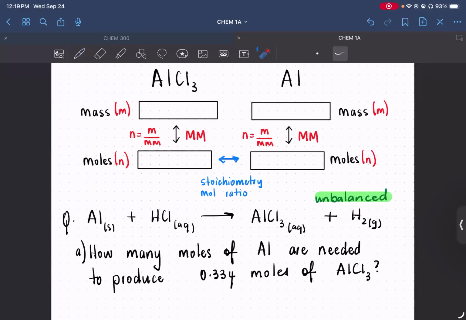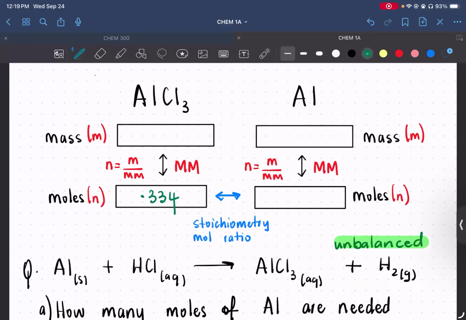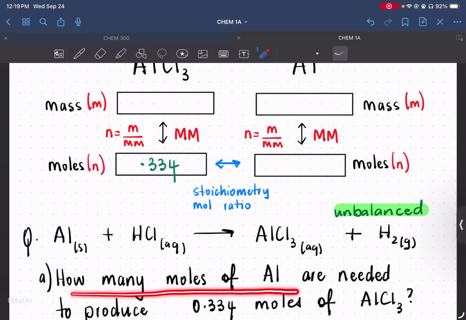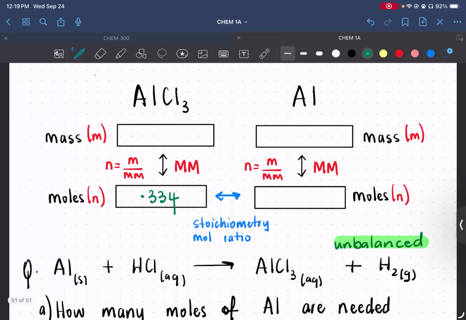Now what we're going to do is fill in the chart with the information we know and the information we need to find. We know that we're dealing with 0.334 moles of aluminum chloride. Notice I put it in the appropriate box, specifically talking about aluminum chloride, and we've been given the number of moles. The question asks us how many moles of aluminum are needed. So ultimately, what we're trying to find is the moles of aluminum. To make that simple, we just put a question mark in the box.